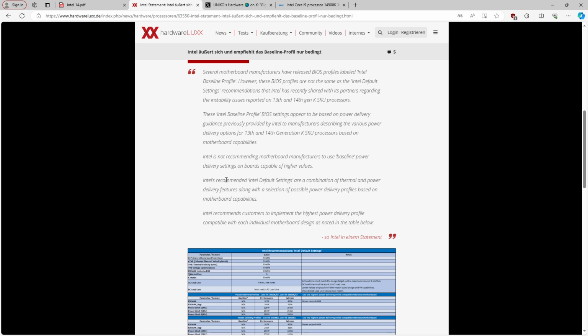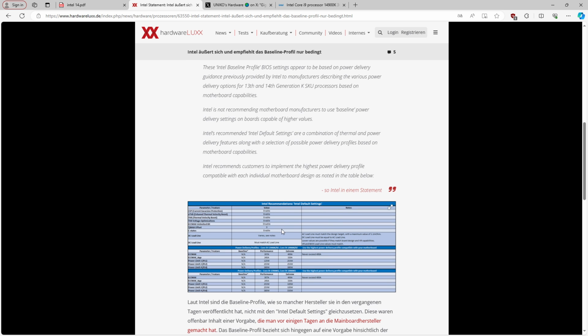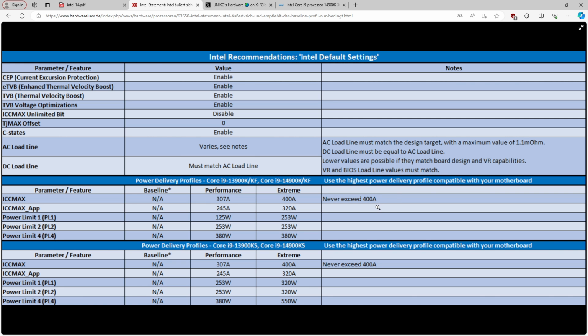But anyway, Intel's recommended Intel default settings are a combination of thermal and power delivery features along with a selection of possible power delivery profiles based on motherboard capabilities. Intel recommends customers implement the highest power delivery profile compatible with each individual motherboard design as noted in the table below.